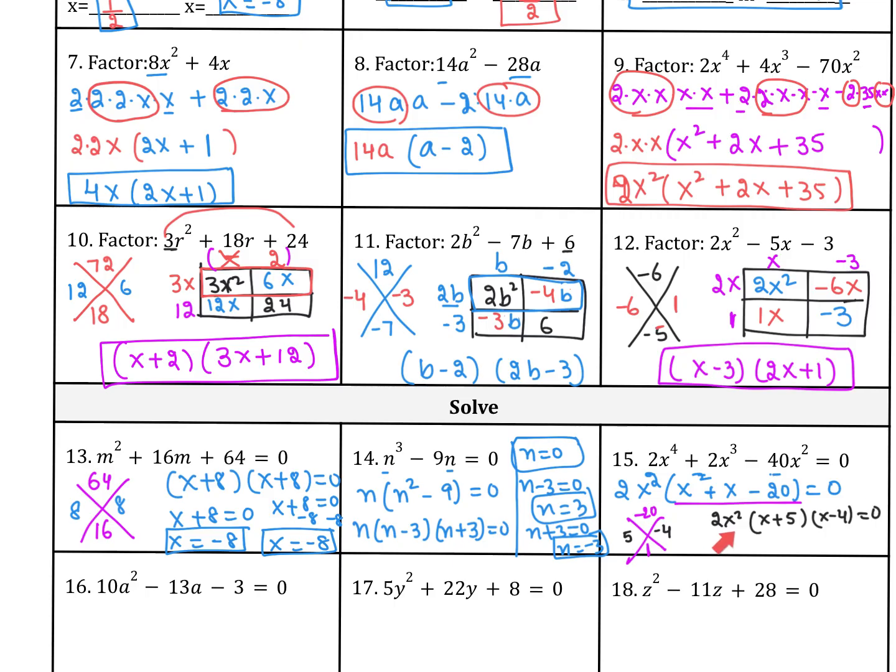You can solve this by putting all of them equal to 0 one by one. So x equals 0, x plus 5 equals 0, and x minus 4 equals 0, and solve for x values. So the x values are going to be x equals 0, x equals -5, and x equals 4.